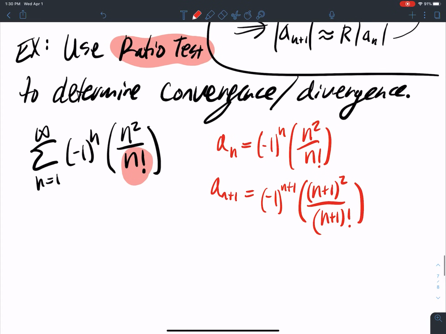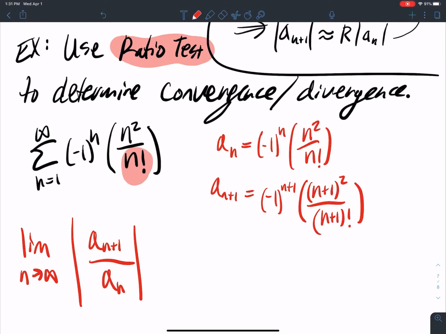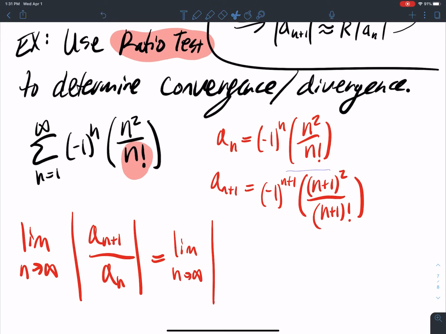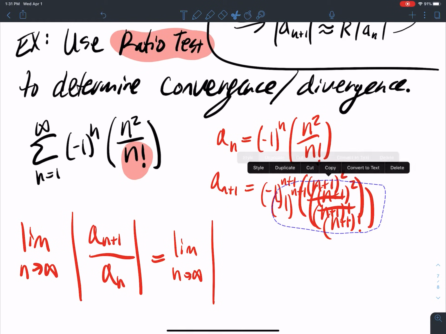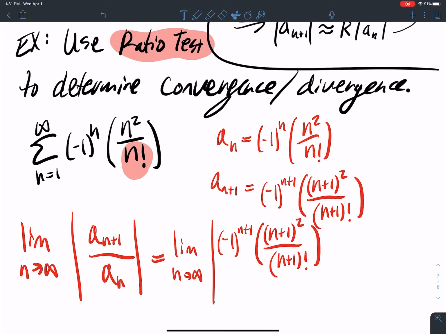So how do I set up my ratio test? I take the limit as n goes to infinity, absolute value, a n plus 1 over a n. And so when I take this limit, I get the limit as n goes to infinity, absolute value. Well, what do I plug in here? I plug in this a n plus 1, right, divided by a n.